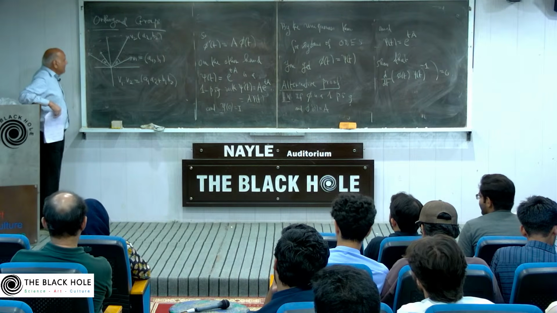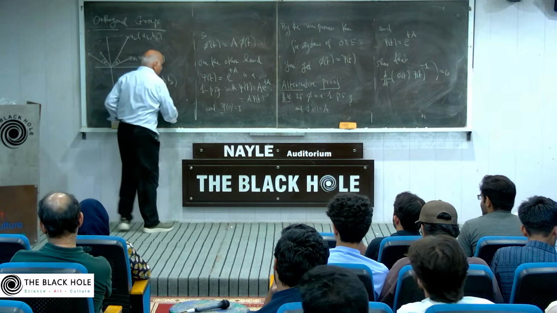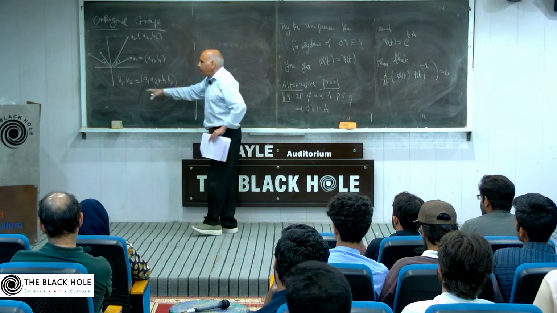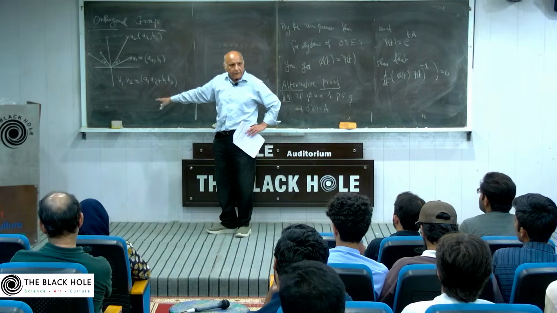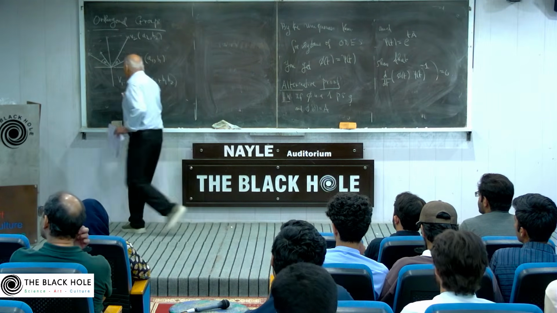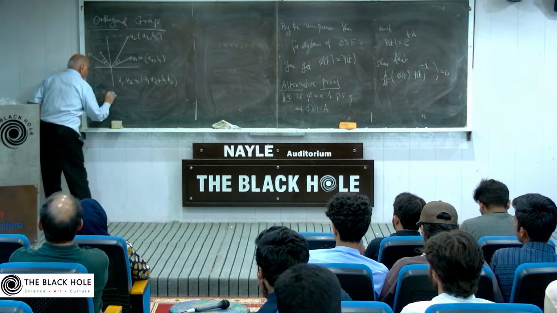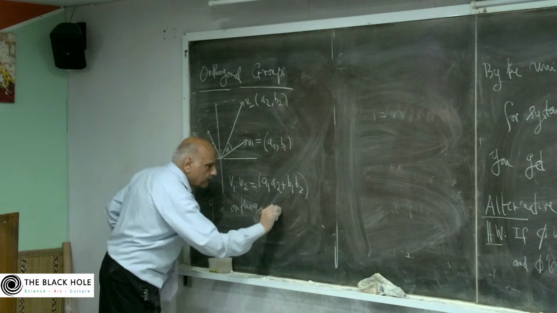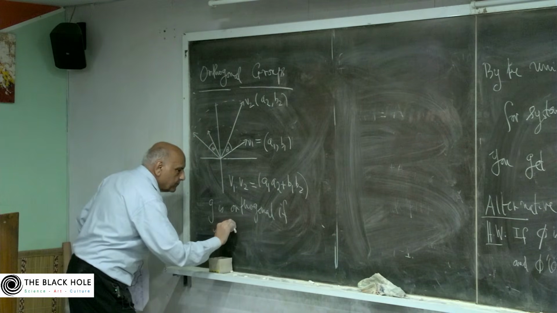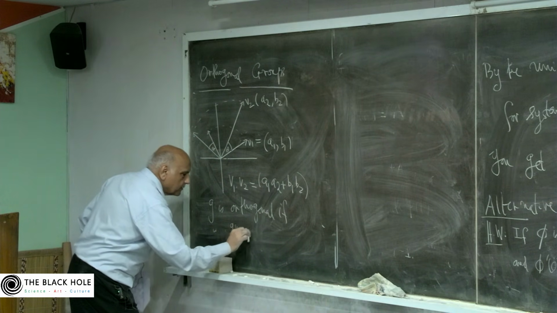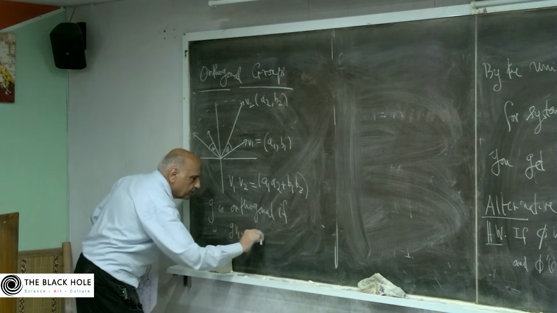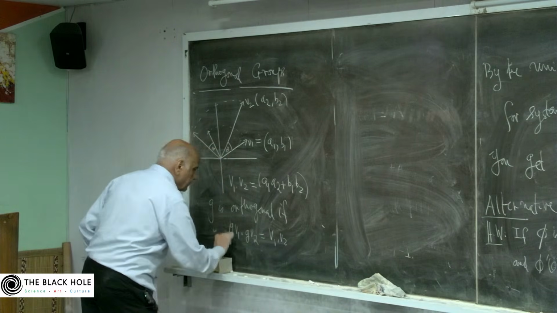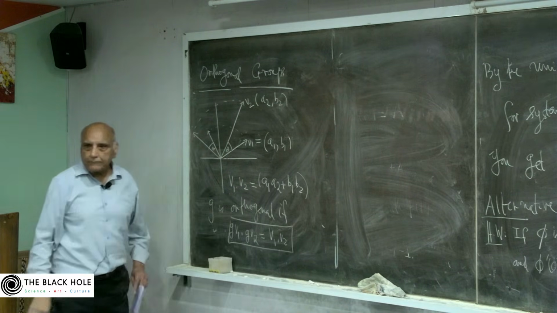So how can we generalize it? An orthogonal transformation is a transformation which preserves this. So G is orthogonal if GV1 dot GV2 is equal to V1 dot V2. Okay?